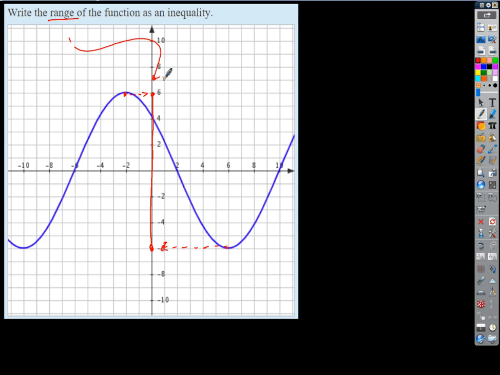Now let's write it as an inequality. Well, what's that going to look like? Y is what? Kind of turned sideways here. Y is greater than or equal to negative 6, and less than or equal to positive 6, right? Written as an inequality, and that's what we want. We want an inequality. Now, if we wrote that using interval notation, it would just look like that, right? Okay?